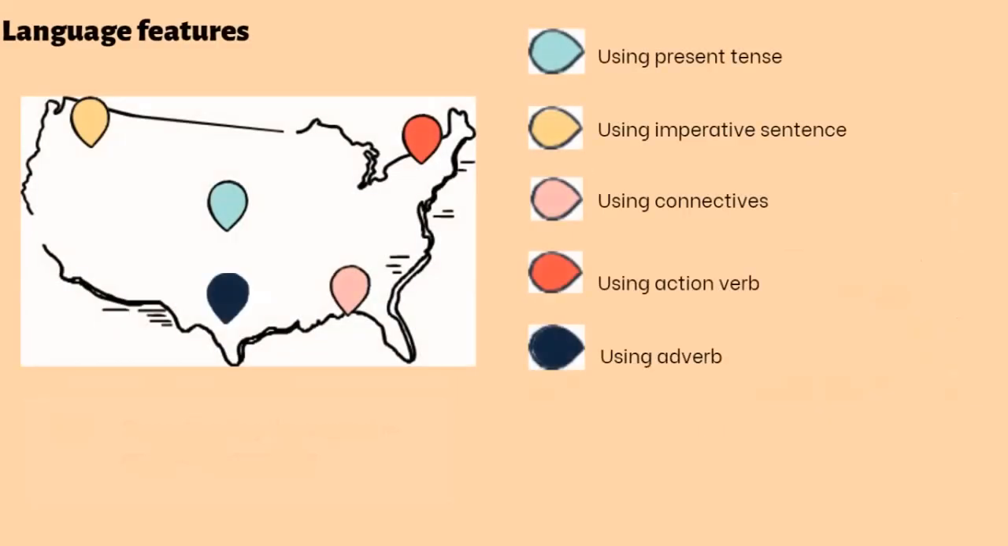Okay, next, language features consists of 5. Using present tense, using imperative sentence, using connectives, using action verb, using adverbs. Dan unsur kebahasaannya terdiri dari 5, yaitu menggunakan present tense, menggunakan kalimat perintah, menggunakan kata sambung, kata penghubung, menggunakan kata kerja aksi, menggunakan kata keterangan.